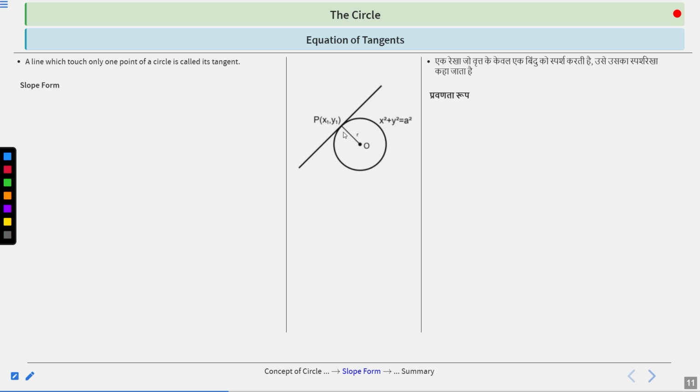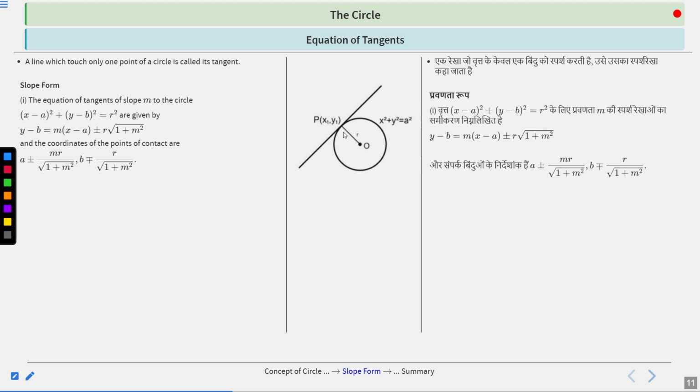Now let us see the slope form of tangent. The equations of tangents of slope m to the circle (x minus a) whole square plus (y minus b) whole square is equal to r square are given by y minus b is equal to m times (x minus a) plus minus r times root over 1 plus m square, right? And the coordinates of the points of contact are a plus minus mr upon root over 1 plus m square and b minus plus r upon root over 1 plus m square. When you take the positive sign here, there will be a negative sign here, right? Clear?